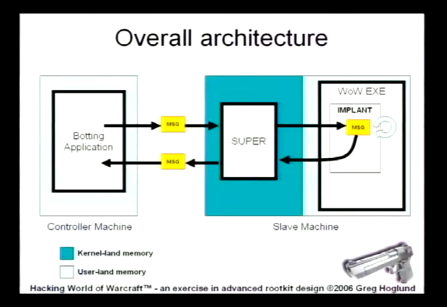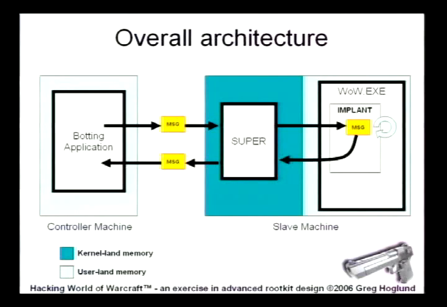Okay, so here's the overall architecture. We have a botting application which is running on the controlling machine. This botting application is just a standard, regular Win32 app, and it has built into it a scripting language called Lua, L-U-A. This is the actual intelligence of the bot. It structures messages which are passed over the network and then read into the supervisor.